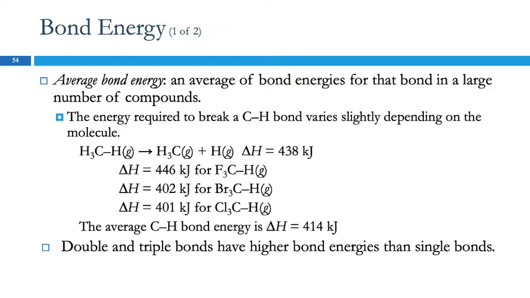So here we can look at a carbon-hydrogen bond in methane. The other things are hydrogen. Here the other things are fluorine, bromine, chlorine. These are all carbon-hydrogen single bonds. The energy required to break it is different depending on the compound. So what we look at in a table is average bond energies. And as you might suspect, double bonds and triple bonds have higher bond energies.